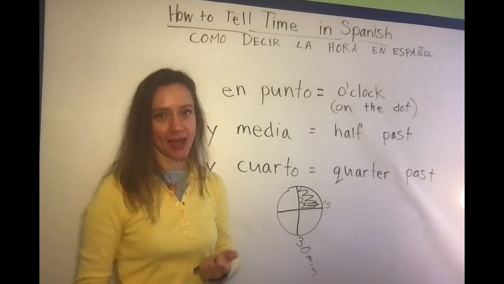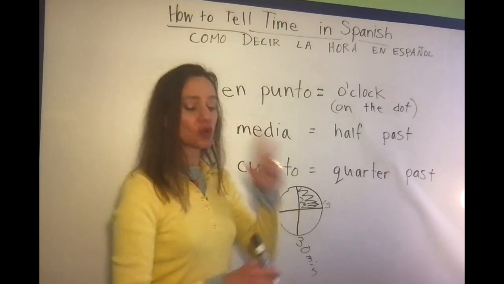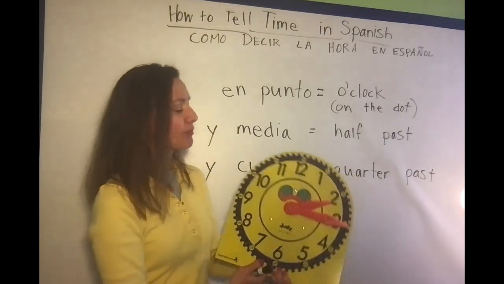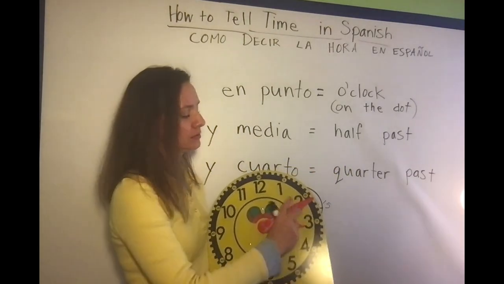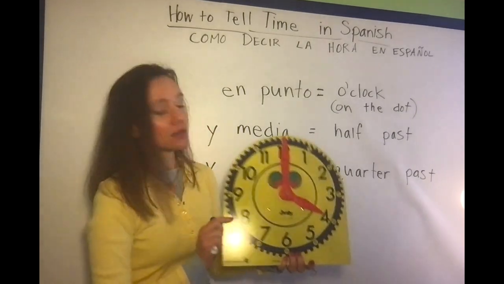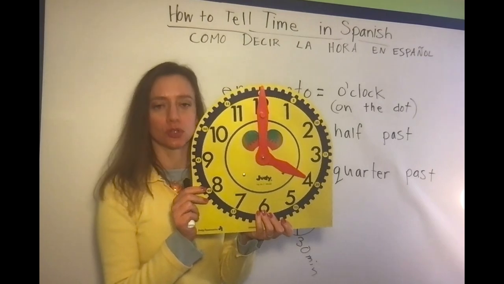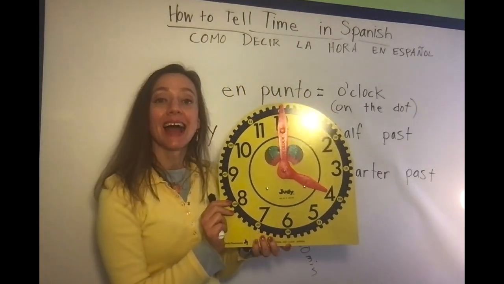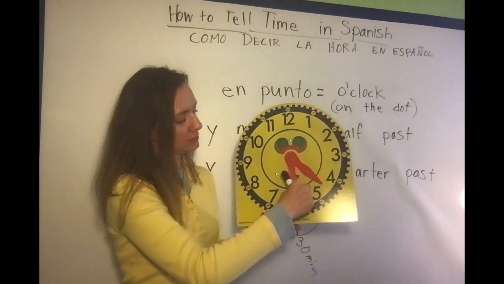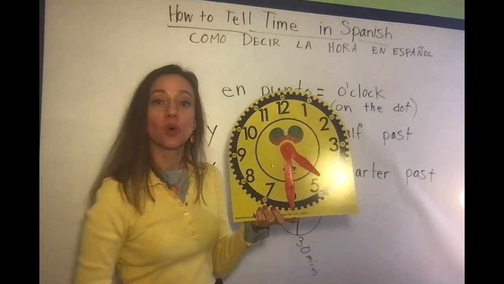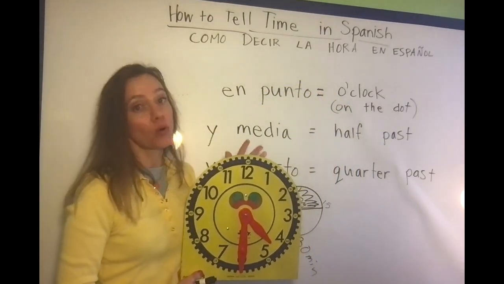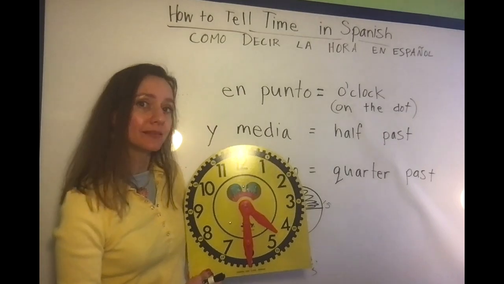Okay, so in Spanish, if you want to say it is 2 o'clock on the dot, actually let's switch. We'll do 4 o'clock. It is 4 o'clock on the dot. Son las 4 en punto. How would I say it is 4:30? Son las 4 y media. Or I could say son las 4:30.